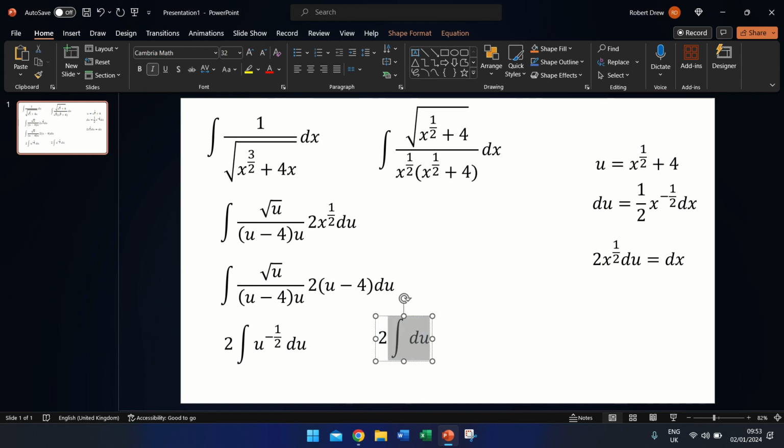It's 2u to the half. So 2u to the half here. And then, of course, we can say that's 4u to the half. And we can put the u to the, so it's 4. And then u to the half is root. It's just root of this, isn't it? So it's root of x to the power half plus 4.